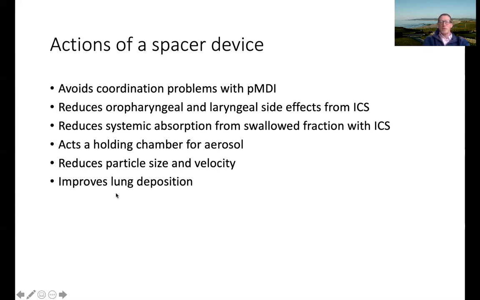So you might ask, if you're using a metered dose inhaler, why wouldn't you use a spacer? And you'd be absolutely right. That's why whenever I prescribe any metered dose inhaler, whether it be a preventer or a reliever, I only ever use it through a spacer device. I would never use a metered dose inhaler alone.